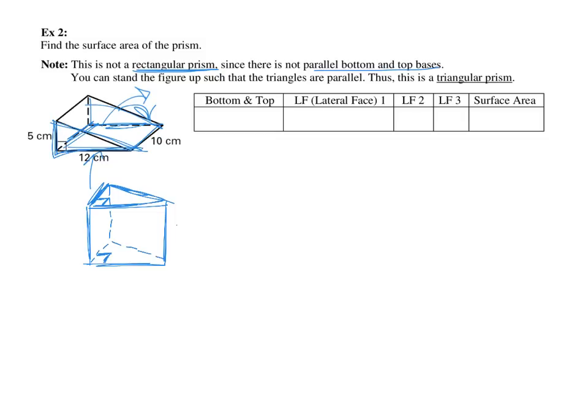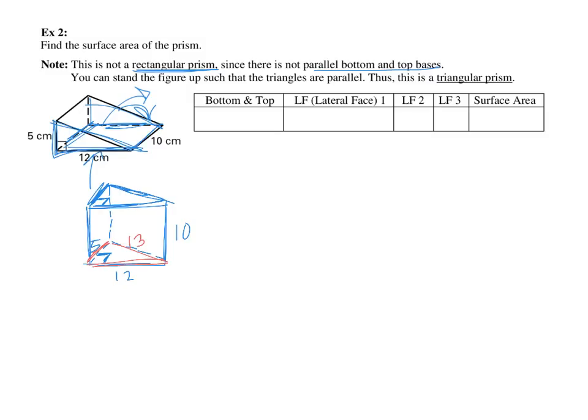And now the 10 becomes the height. This is 12 here, and this is 5 over here. Okay? Now notice that we have a right triangle here. So if that's 5, that's 12, then this is 13.